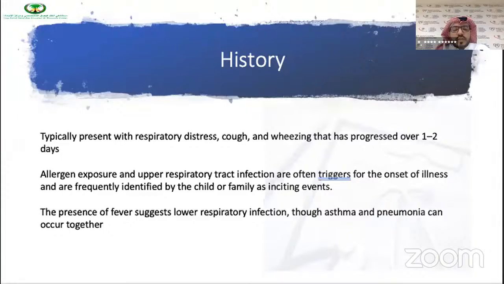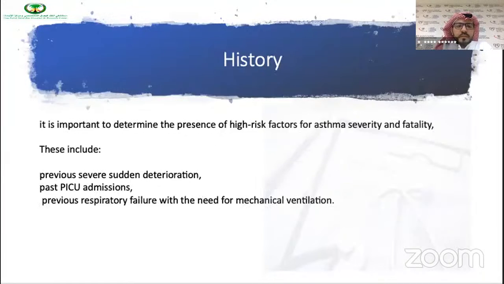Assessing the time course of the wheeze episode is very important when differentiating between status asthmaticus and foreign body aspiration. Based on that, you can also determine the urgency of required therapeutic interventions, such as immediate bronchoscopy for a foreign body. It's also important to determine the presence of high-risk factors, as was mentioned earlier in the epidemiology slide. You need to assess for high-risk factors, including the following: presence of sudden deterioration, past PICU admission, previous respiratory failure with the need for mechanical ventilation, and also food allergy, which has been associated with the severity of asthma.